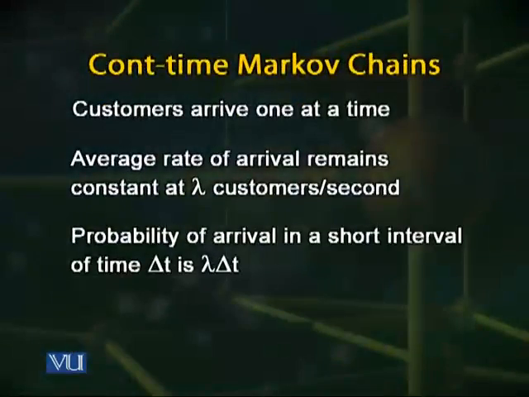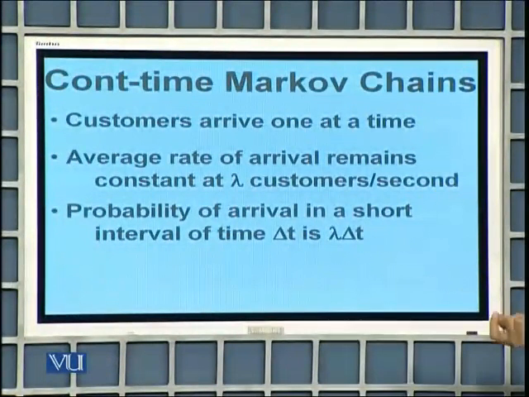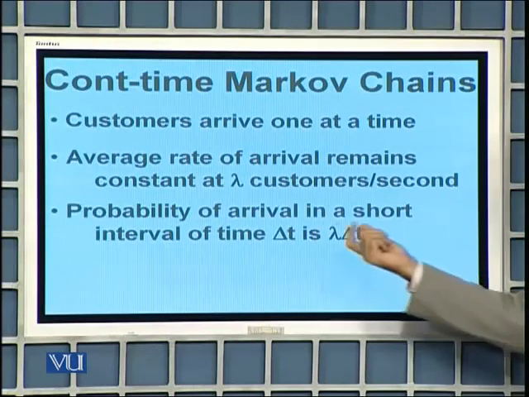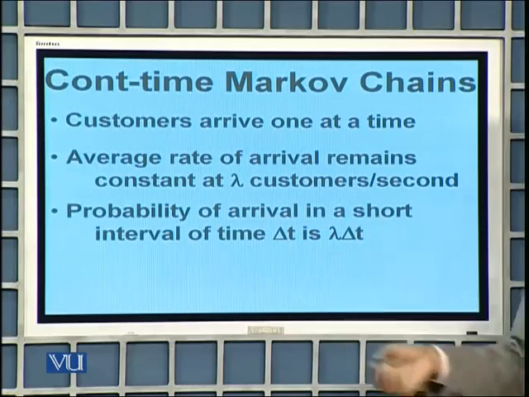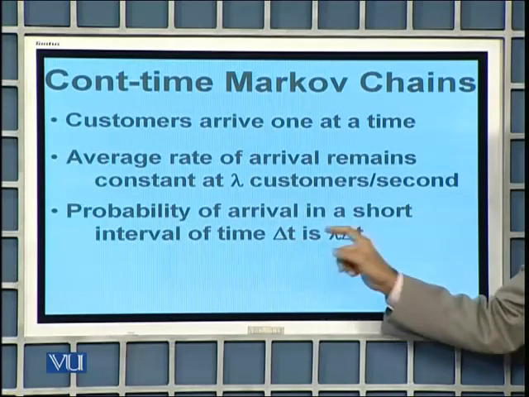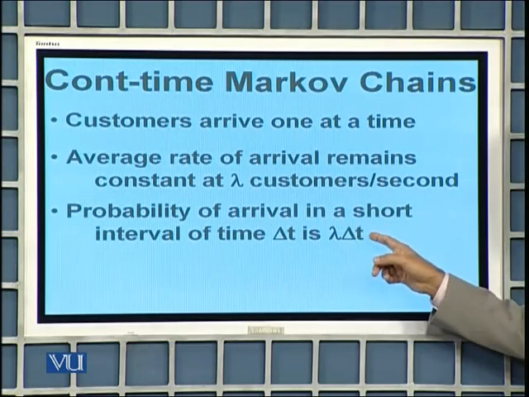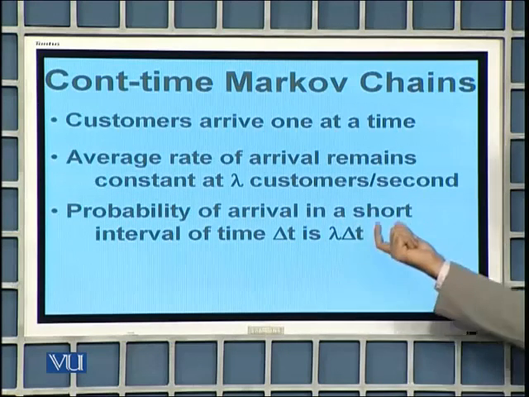Another condition is that the probability of arrival in a short interval of time, delta t, is lambda times delta t. So if delta t is very small, it's possible that in that interval delta t, a customer may have arrived or he may not have arrived. If you take this delta t slightly larger, then the probability increases. Hence, the probability of a customer arriving in delta t is lambda times delta t. Please remember, you cannot take this delta t to be 1 second or 5 seconds. Probability cannot be 5. It can be 1, but it certainly cannot be 5. This is only valid if delta t is very small.